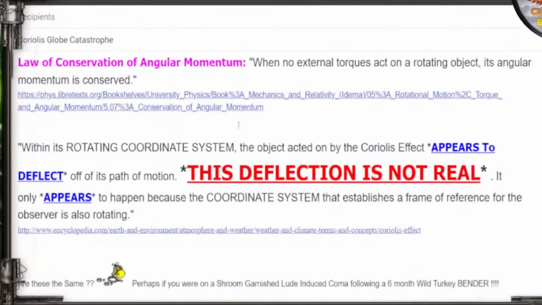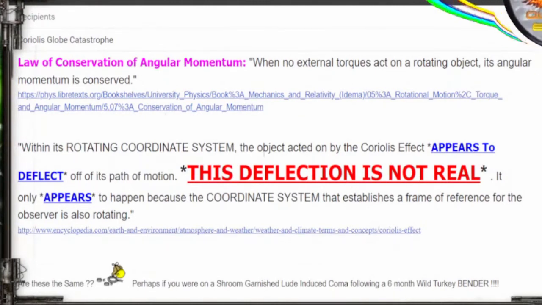Let's try it again. Let's roll with conservation of angular momentum. We'll drag it down here. We'll go with the Encyclopedia's definition. Remember the conservation of angular momentum: when no external torques act on a rotating object, its angular momentum is conserved. From the Encyclopedia, Coriolis effect: within its rotating coordinate system, the object acted on by the Coriolis effect appears to deflect. Is there any appearing to deflect up here? I don't see any. Can these people read? Maybe we ought to give them a Flesch-Kincaid reading level assessment. That's what I'm thinking we need to do, because I think you're illiterate. There's no appearance of deflection up here in this definition.